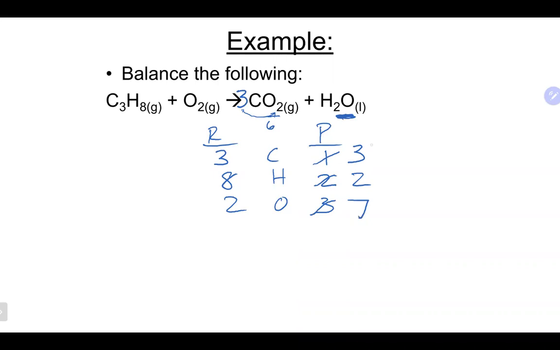Now I fix the carbon. Probably the next easiest thing to fix would be the hydrogen, since oxygen's and a couple of things going on there, right? So if I want to fix the hydrogen, I need to put a 4 there in front of it. And if I put a 4 in front of it, I again have 3 carbons. 4 times 2 is 8 hydrogens.